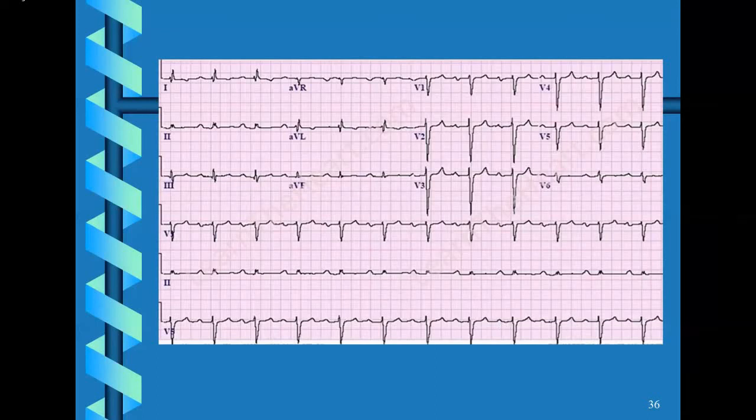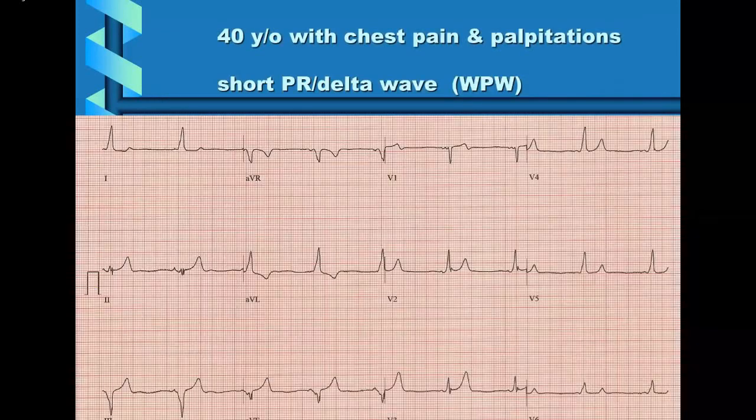Okay. So let's talk about a 40-year-old with chest pain and palpitation. So this is an ECG with a history of palpitation in the past. I know you must have heard about WPW, Wolff-Parkinson-White syndrome. And this is another example. You can clearly see the delta wave. Okay. This is what we call delta.